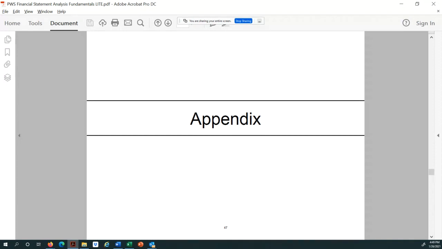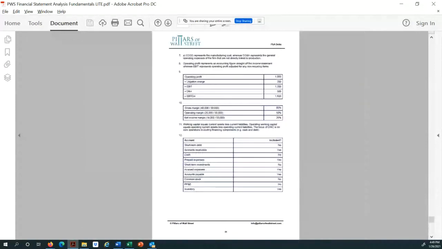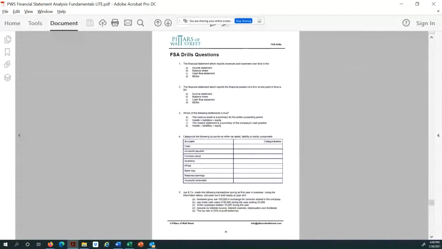And also, you keep scrolling further, right? There's problems at the end. Starting on page 58, there's FSA drill questions, and there's answers for you there too. So please make sure that you work your way through these Q&A, these drill questions, to help you master all of the core accounting concepts we covered.